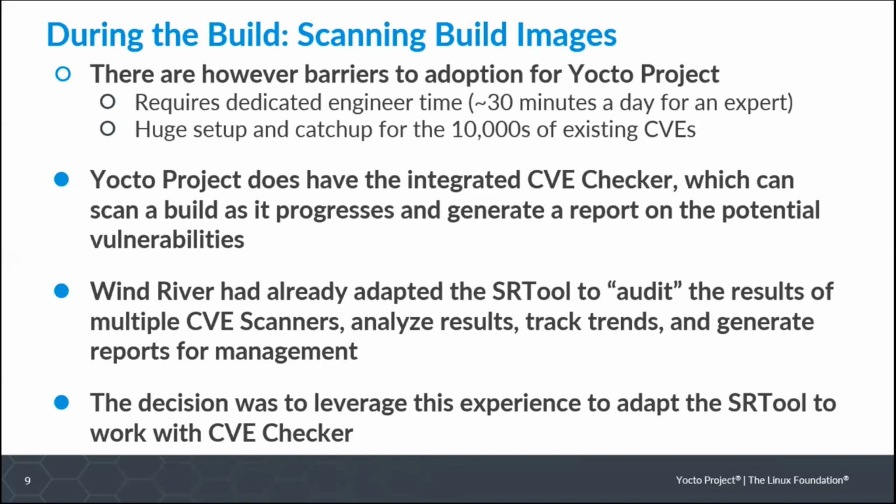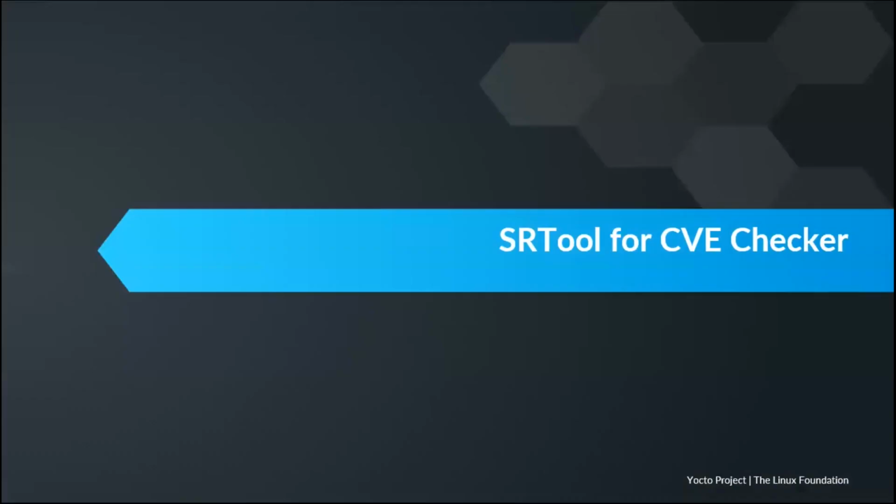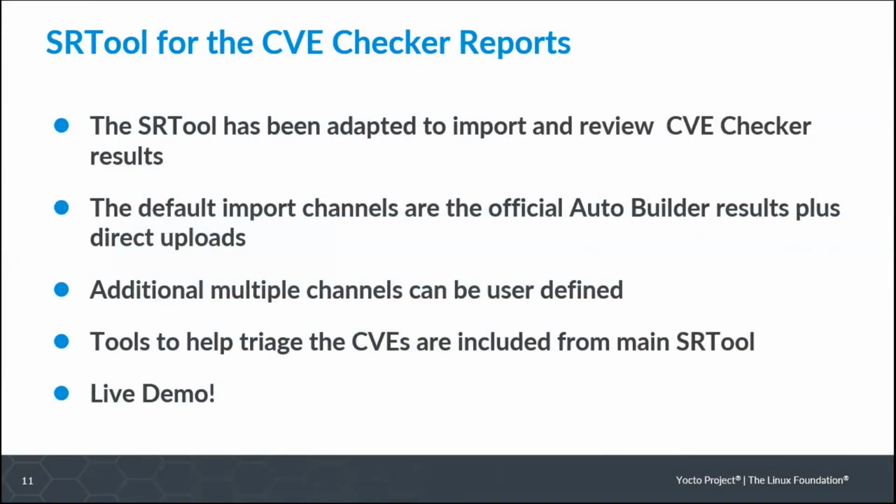So the decision, well, let's try adapting that part of the SRTool. Maybe we can use that to help out Yocto Project in the near term. And that's what we did. So that's the second part. SRTool has been adapted to import and review CVE Checker results. Default channels are the official auto builder results. And plus, you can directly upload your own CVE Checker results file. And I've made this table driven to add multiple channels in case you have some setup. The idea is that if you do it twice, you're probably going to do it dozens of times.